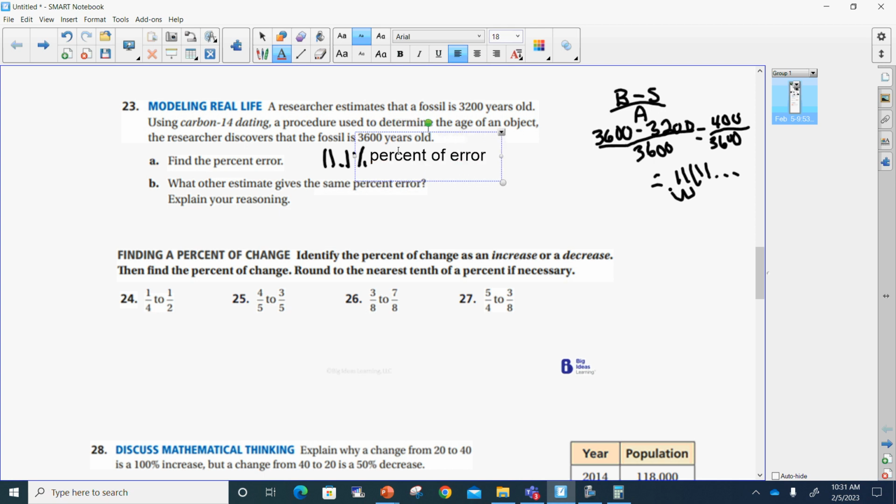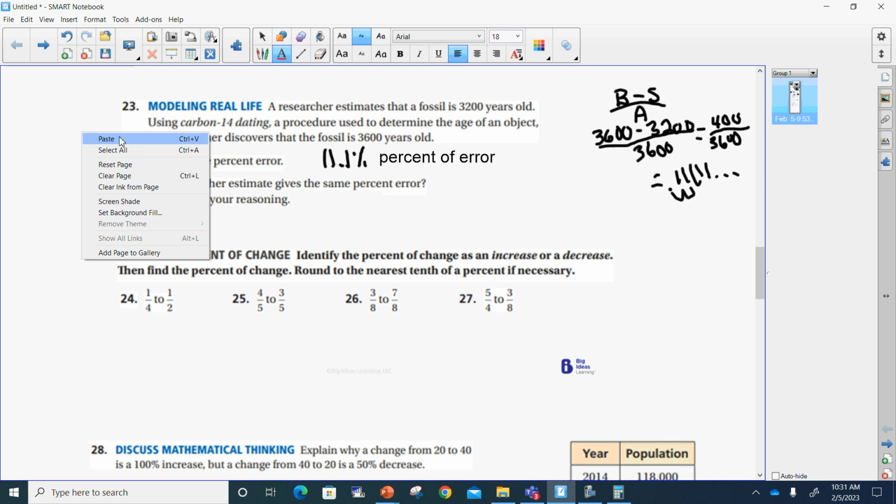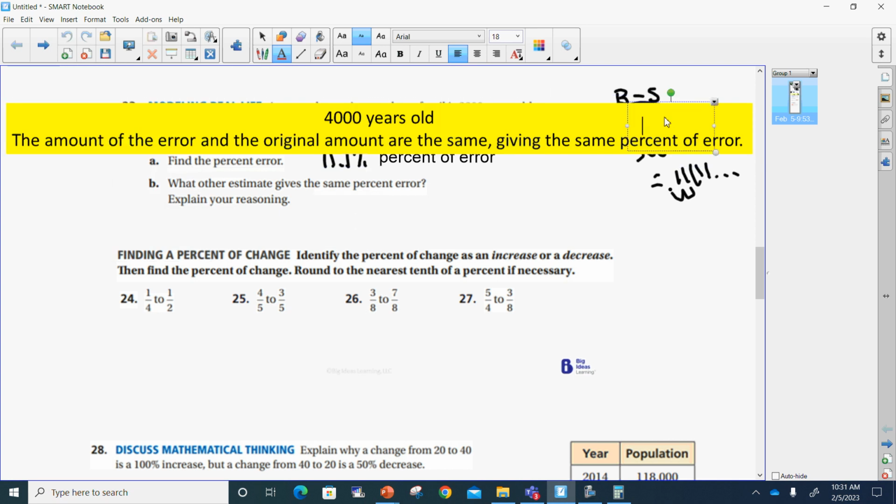All right. Next it says, what other estimates gives the same percent of error? Explain your reasoning. Well, I got lazy, so I just took this. I didn't feel like typing it all out. I'm not going to lie.